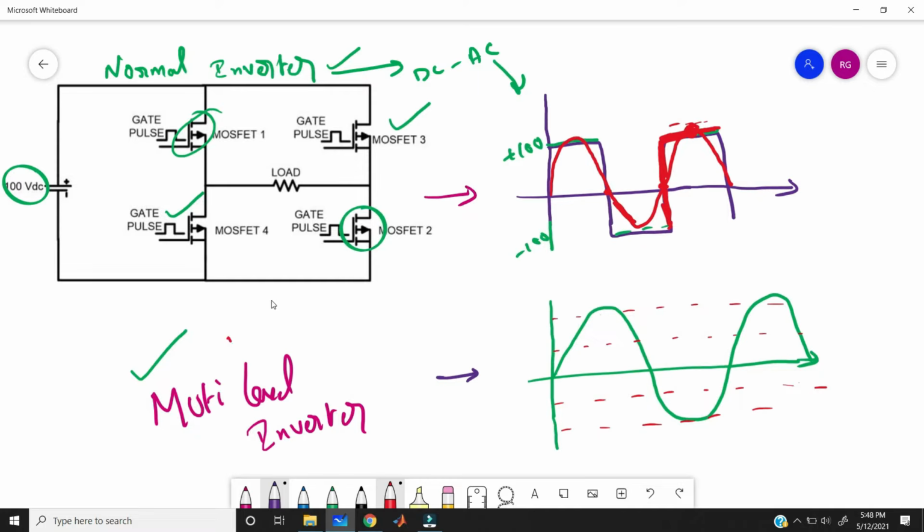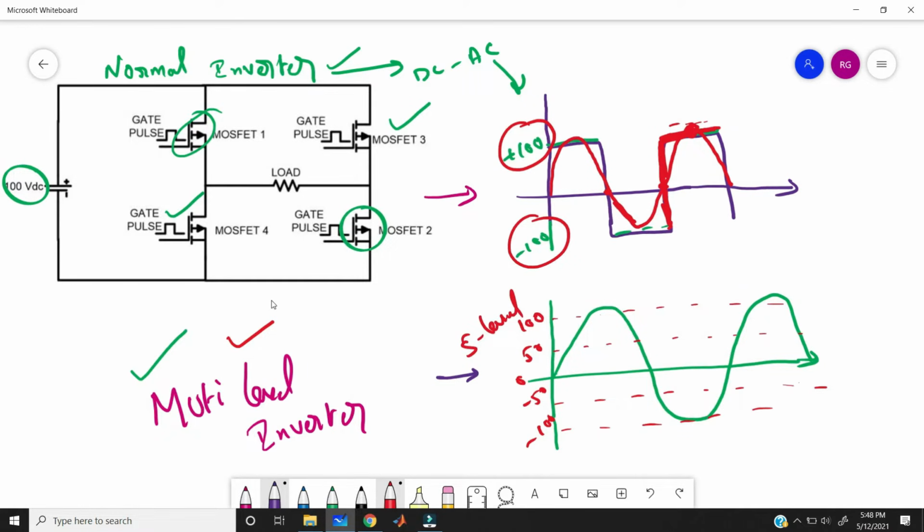If you take the multi-level inverter, in normal inverter we are getting only two levels, either positive 100 or negative 100, either plus VC or minus VC. But if you take the multi-level inverter, here you can get 3 or more levels. Like if you take the 100 volts, you can get the positive 50 and positive 100, and we can get the minus 50 and minus 100 and also 0. This is the normal 5 level inverter.